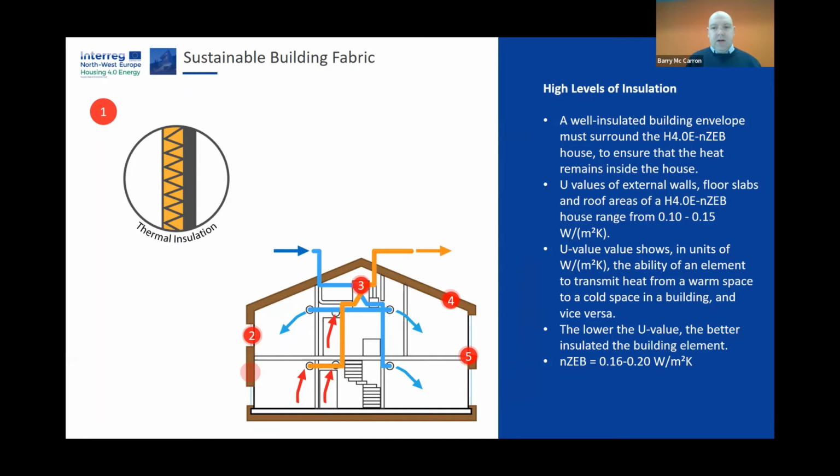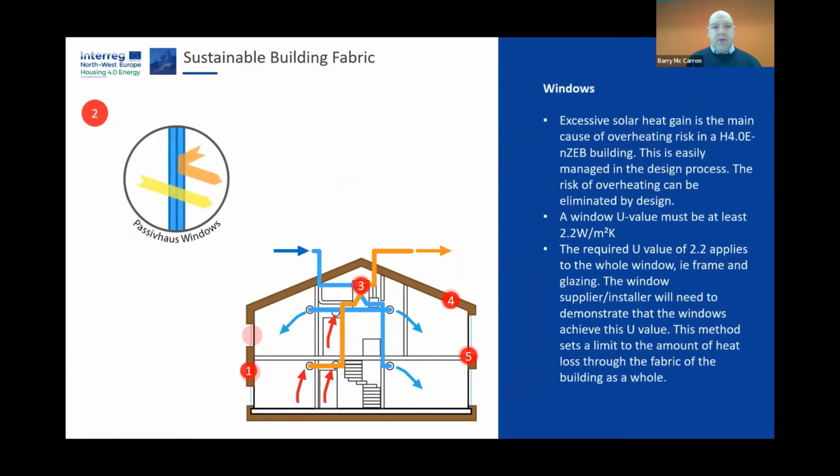So the thermal insulation is the first principle. Passive house windows, I talked about again. The recommendation here is to have the windows at a U value of 0.08 after they're installed. But typically, if you get a good quality triple glazed window and you install it correctly, this shouldn't be a problem achieving that.